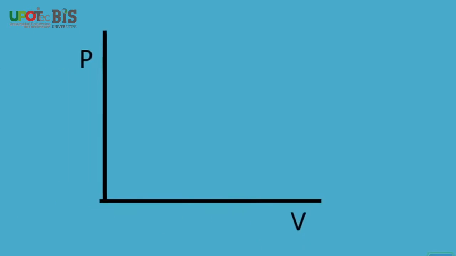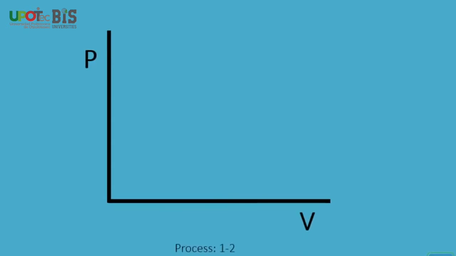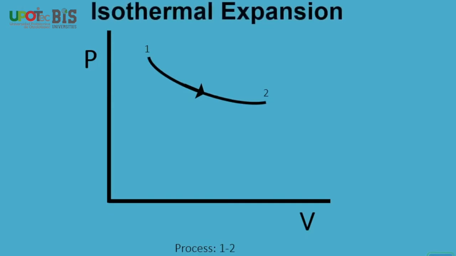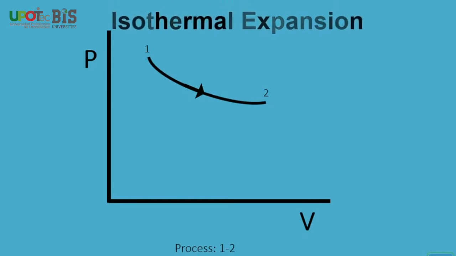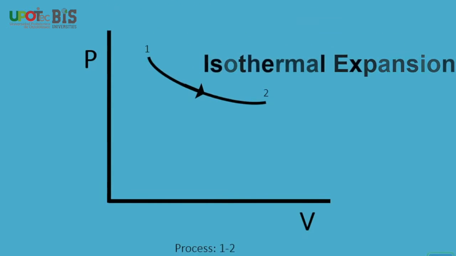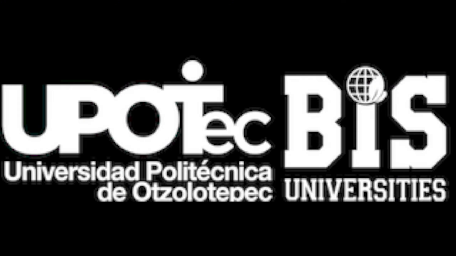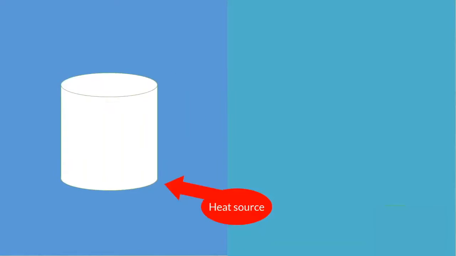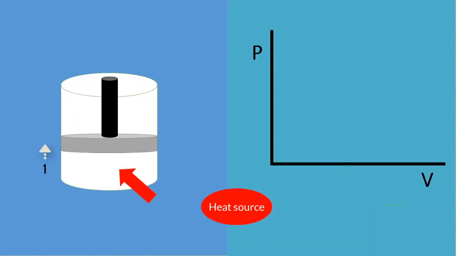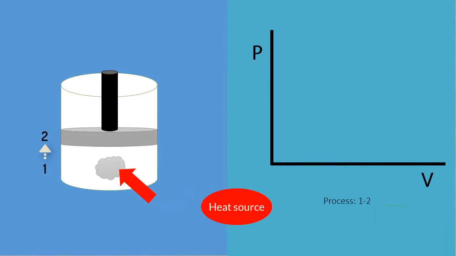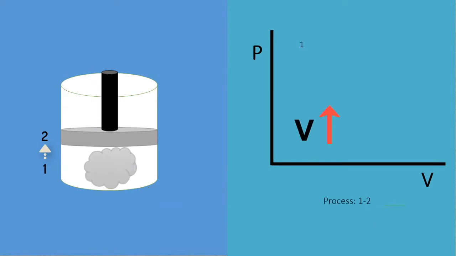So now for the first process, process 1 to 2. This process is called isothermal expansion. Isothermal in thermodynamics means no change in temperature, or in other words, temperature is constant or not changing within this process. So what happens here is that the heat energy from the heat source is transferred into the ideal gas. As a result, the gas expands, which then increases the volume and decreases the pressure.